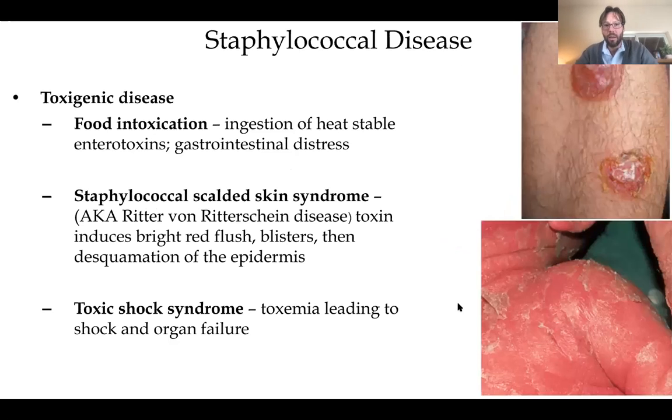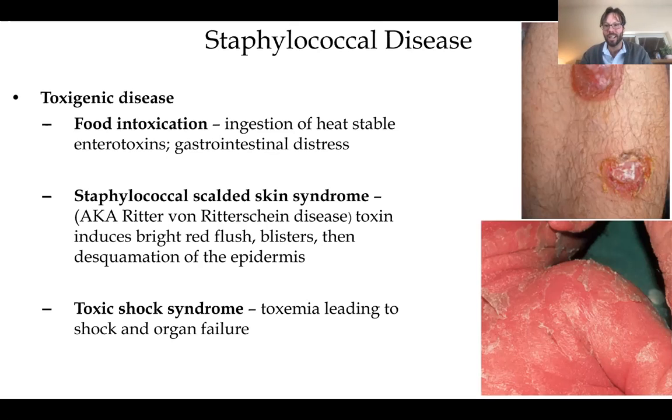There are things like food intoxication. So you eat the contaminated food, but it's not the bacteria. Because remember, we talked about food intoxication. It's not the bacteria that make you sick, it's the toxins that make you sick, the toxins that they secrete. And so, if they happen to be heat stable, even if you cook your food, they are still present in that food. And then that leads to different GI discomfort.